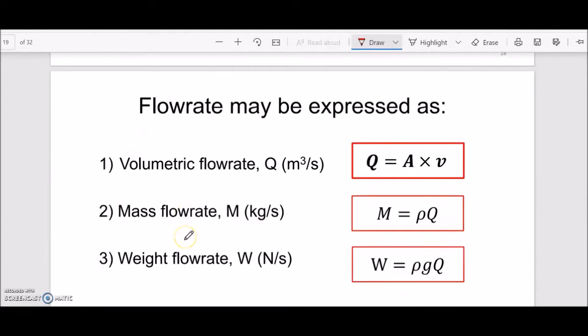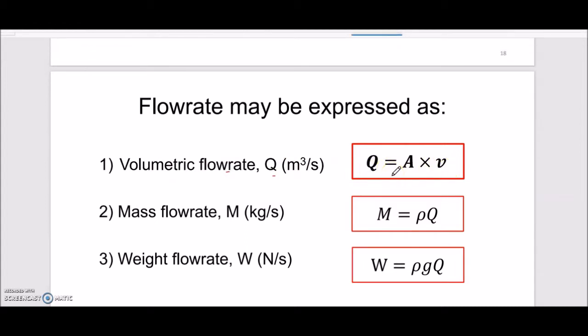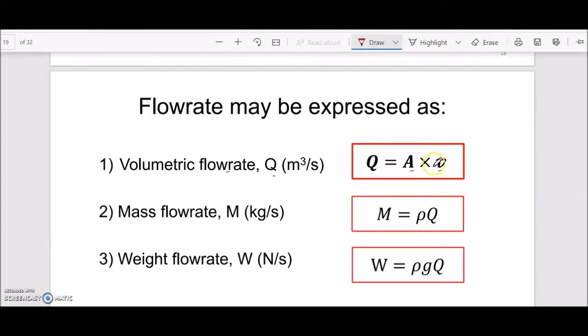Okay, so we have the volumetric flow rate, Q. The symbol is Q. A very basic formula for Q in fluid mechanics: you must remember to calculate the flow rate Q by the formula A times V. So Q equals A times V. You must put it in your mind. Okay, so Q equals AV.